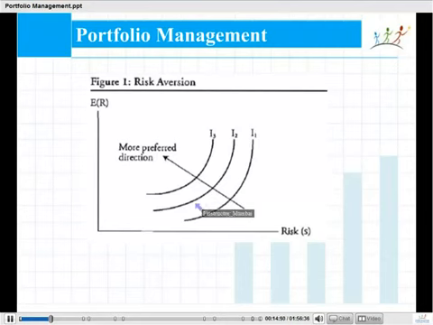Now, none of the investors individually have the capacity to decide the risk-free rate. Do you think any of you can decide the risk-free interest rate in the economy? Can one individual investor decide the risk-free rate? No. But all investors can decide their indifference. What is the meaning of indifference? I can't decide the risk-free rate.